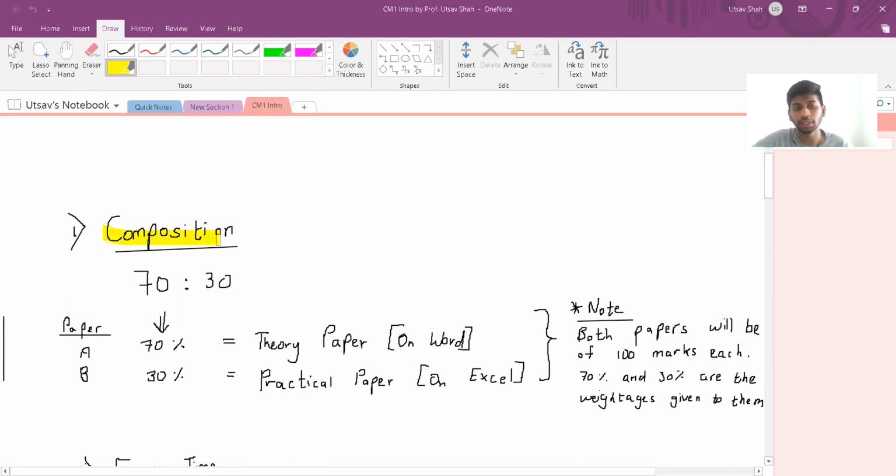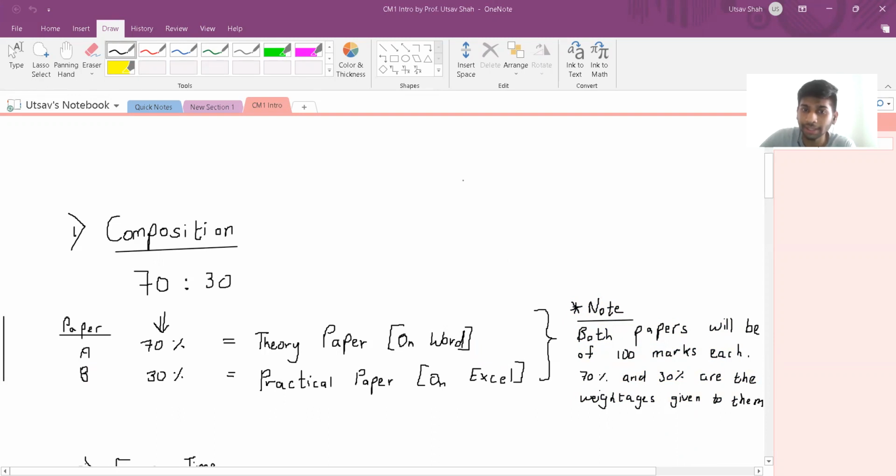First of all, what is the composition? The composition is paper A and paper B. You'll have to appear for two papers, and the weightages will be 70% and 30%. Now, does it mean that paper A will be of 70 marks and paper B will be of 30 marks? No, you're wrong. Here I've made a note for you. Both papers will be of 100 marks each, and 70 and 30 are the weightages given to them. So you may ask, what does this mean? I'll explain.